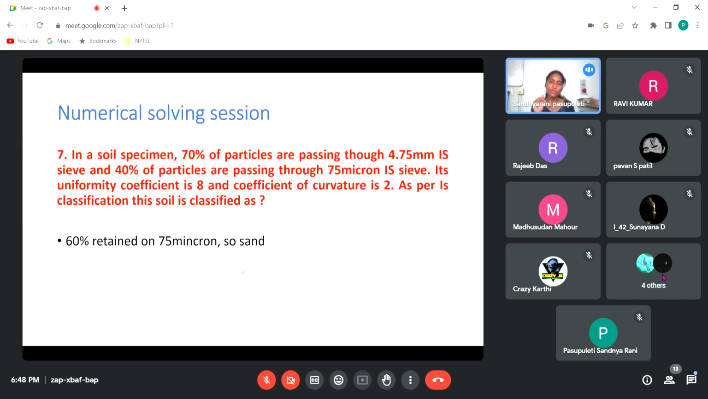In addition to that, you people have already mentioned that Cu is greater than 6 and Cc is in between 1 to 3, which implies that it is well graded. So this is a well-graded sand. How do we represent that? SW. So whatever we write in the later stage, that is W, we have to pronounce in the starting. Well-graded sand.